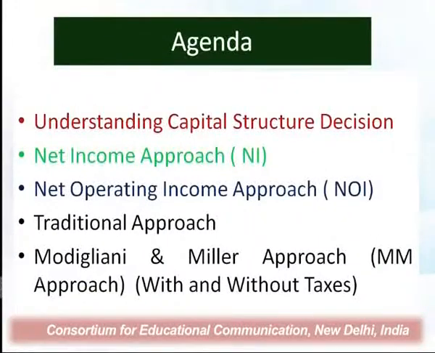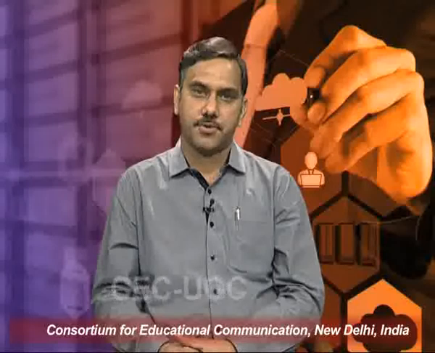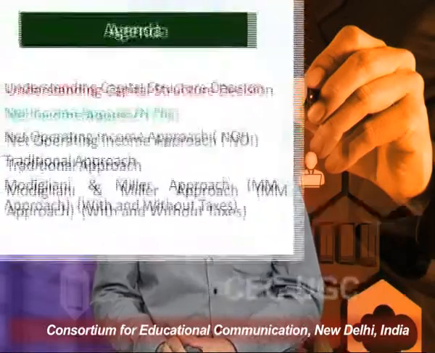Before I start part 2, let me tell you what we discussed in part 1. In part 1 I told you about the basics of capital structure decision. Then we talked about the net income approach, and we tried to understand it numerically. After completing that, today we will be discussing the remaining 3 approaches: the net operating income approach, which is the NOI approach, the traditional approach, and the last one, the Modigliani and Miller approach, that is the MM approach, with and without taxes.